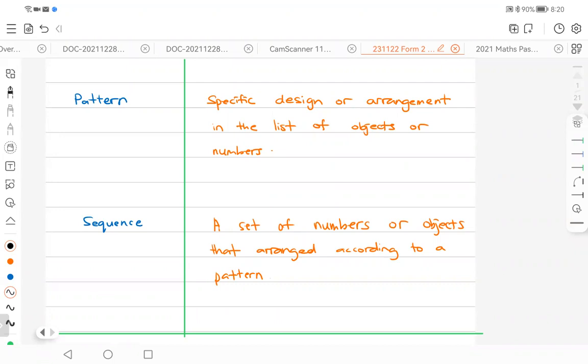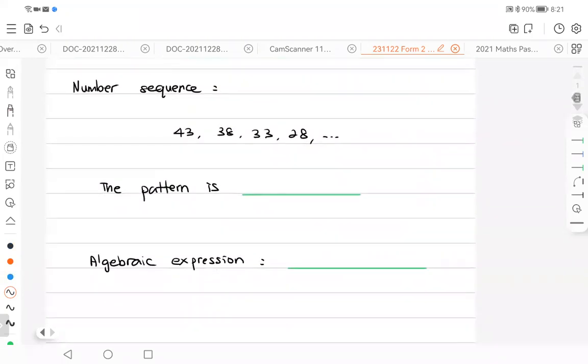Okay, so pattern, you have a specific design, a diagram, or a list of the numbers that you can calculate. You can predict for the next term. And sequence is a series of numbers or diagrams that are already arranged according to a pattern. So if I want to highlight the keyword, pattern means you can predict the next term, and sequence is a set of numbers. Let me give you an example here.